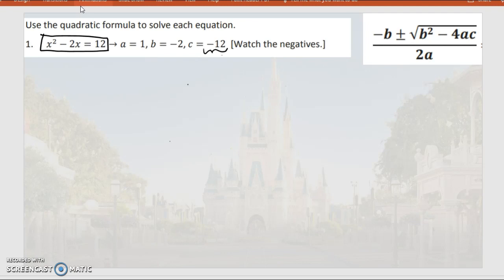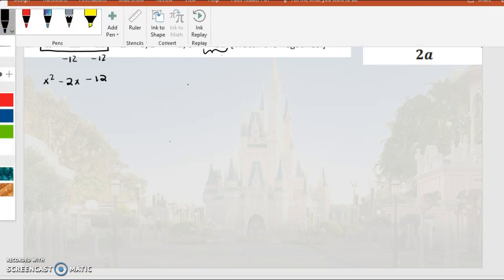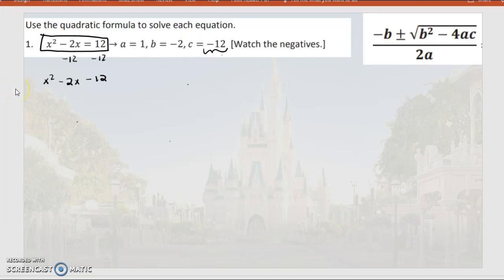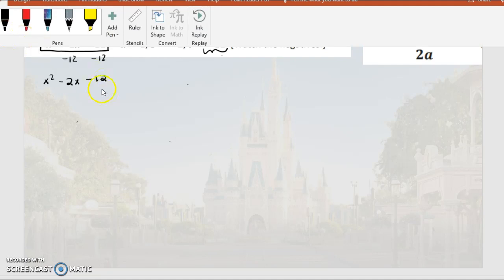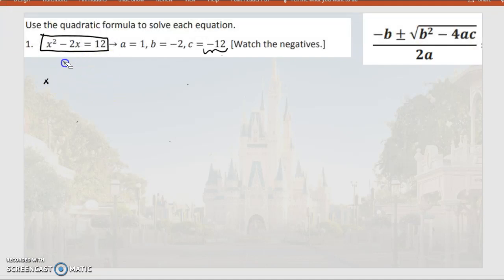to get it on the same side, so they subtracted 12 from both sides, which makes it x squared minus 2x minus 12. That's where they got negative 12. I'm sorry, this is usually a thinner point. So they already told you what A, B, and C equal.